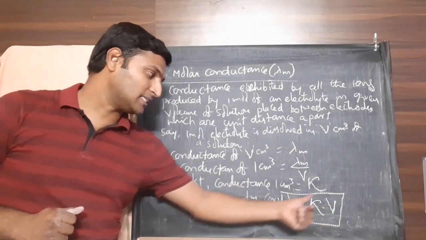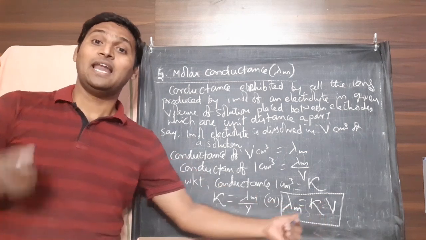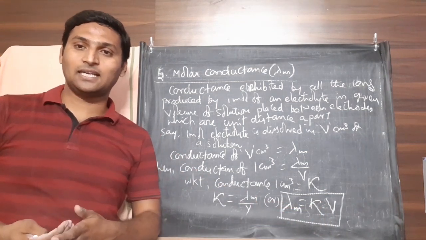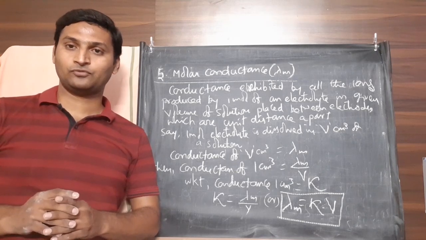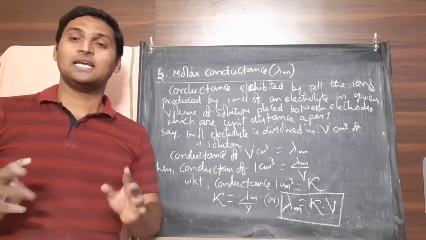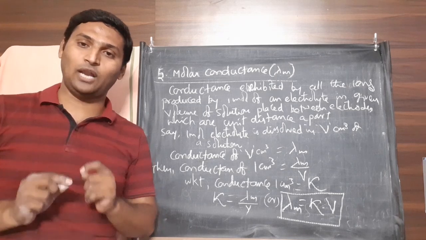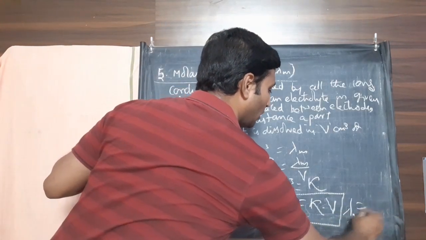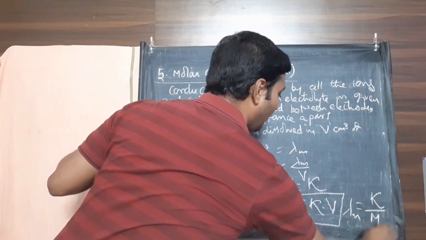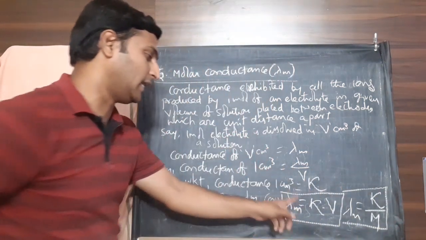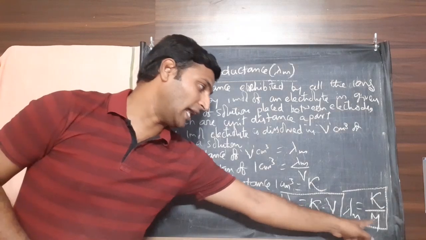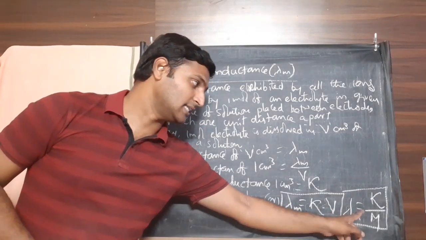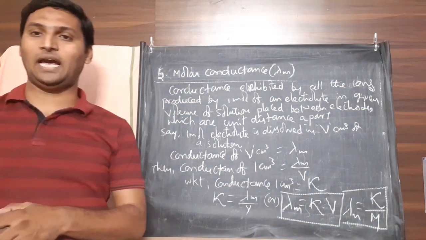So if lambda m is directly proportional to dilution, lambda m must be inversely proportional to concentration. Generally, concentration is expressed in molarity. For most purposes, the concentration term used is molarity. So I can write lambda m is equal to kappa by molarity. Because it is kappa into volume, and because molarity is inversely proportional to volume, lambda m or molar conductance is equal to kappa by molarity.